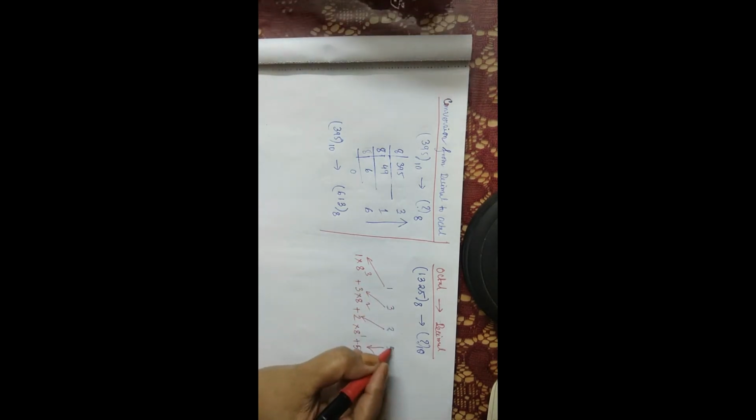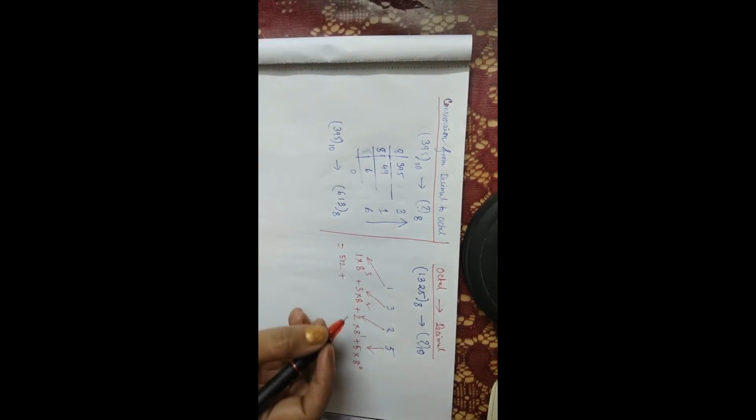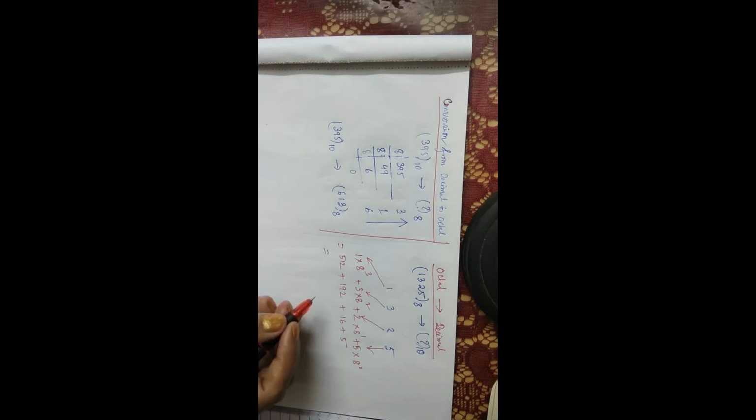Okay. I think it is clear. So we have to now sum up all this and get the value. So for the first one we will get 512, plus 3 into 64, that means it is 192, plus 2 into 8, that means this is 16, and plus 5 into 8 to the power 0, that means 5 into 1, that means 5. So ultimately we will get the value 725. You can sum up here, this will be 725 base 10. So this is how we can convert a particular octal number to its decimal representation.